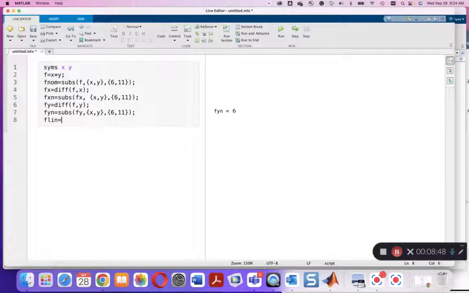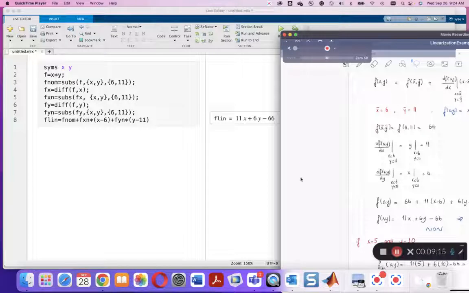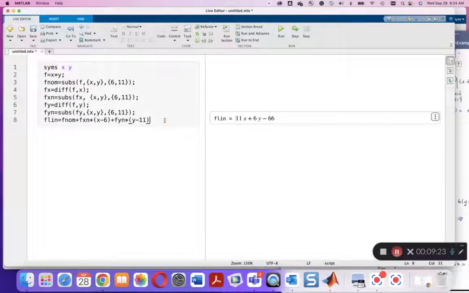I'm ready to include them all at once. So my linearized function is equal to, remember the function's value, I named this f nominal. Then I will add fxn, which is the slope, multiplied by x minus 6. Then we have fyn multiplied by y minus 11. So let's see. This should be my linearized equation, and let's confirm or validate with our solution, 11x plus 6y minus 66. So this was really the first part.